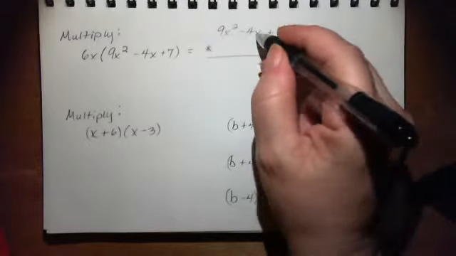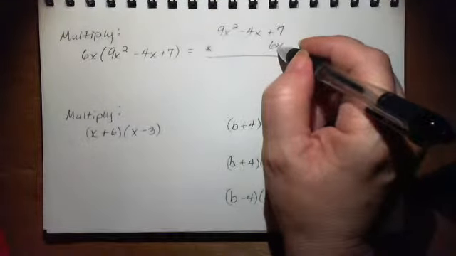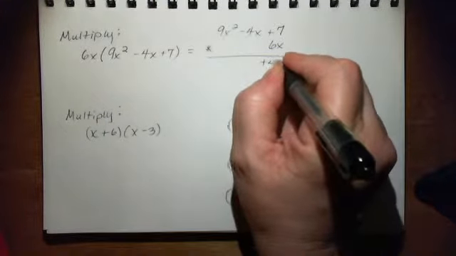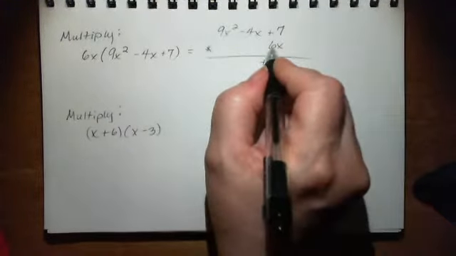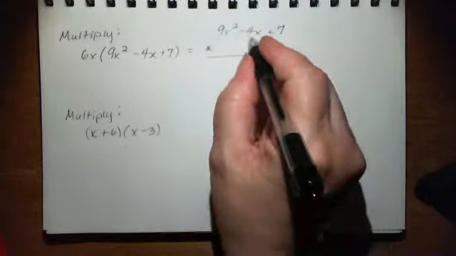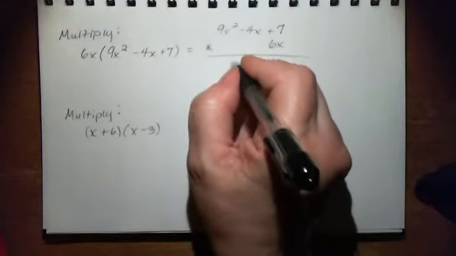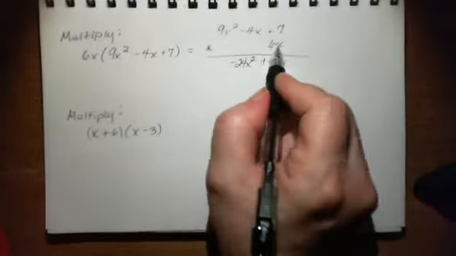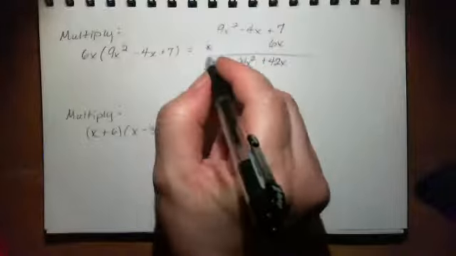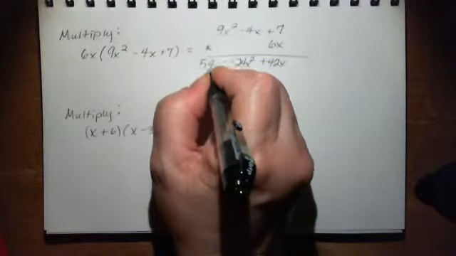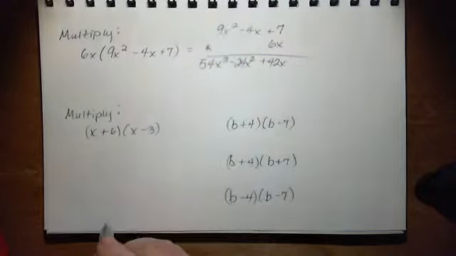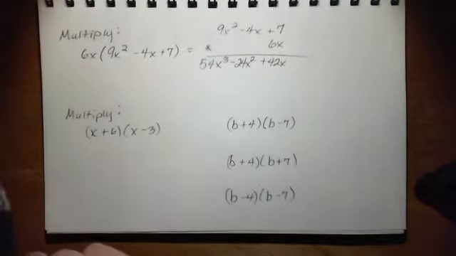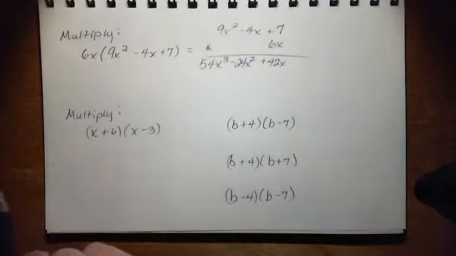Alright, and then we just multiply one term at a time, as you would numbers. 6x times 7 gives us positive 42x. Positive times negative, 6x times 4x gives us negative 24x squared. 6x times 9x squared, both positive, gives us positive 54x cubed. So our result, there are no like terms to collect, and this is our result here. Okay?